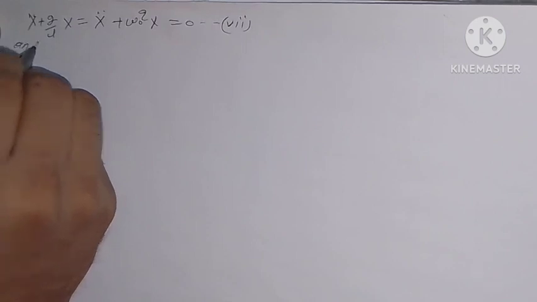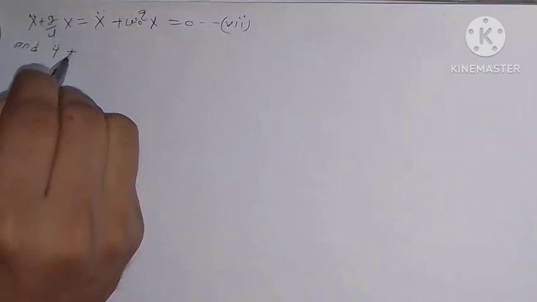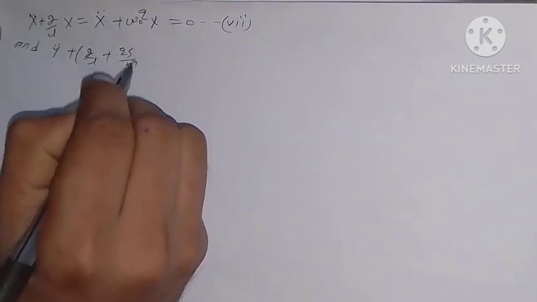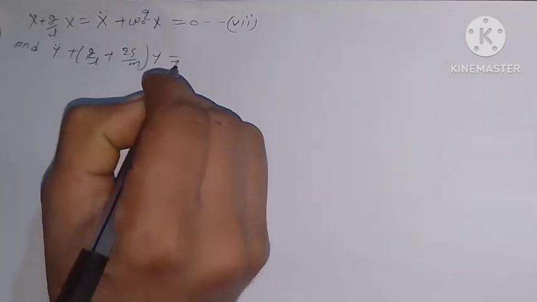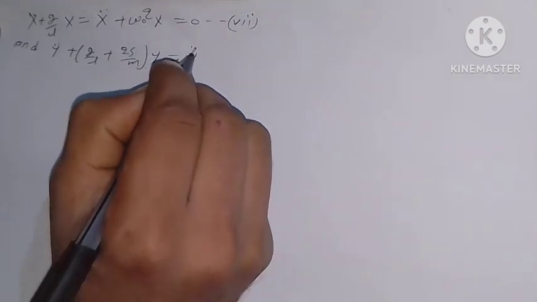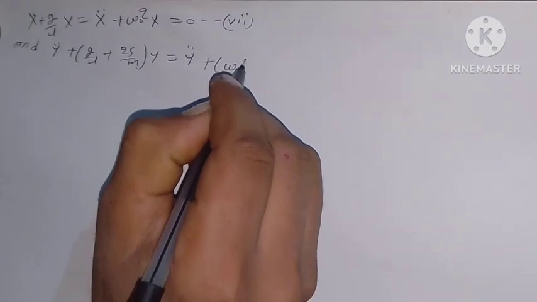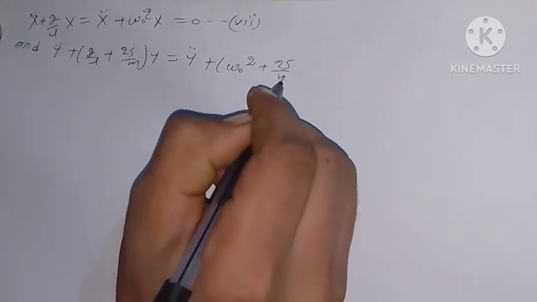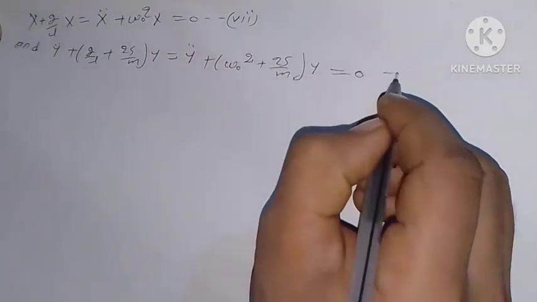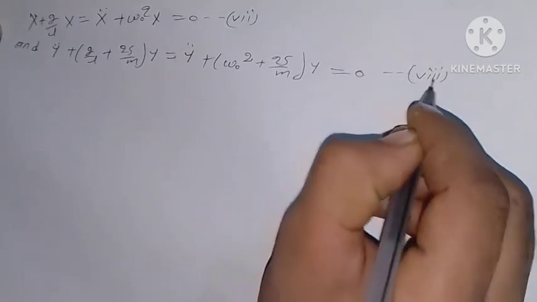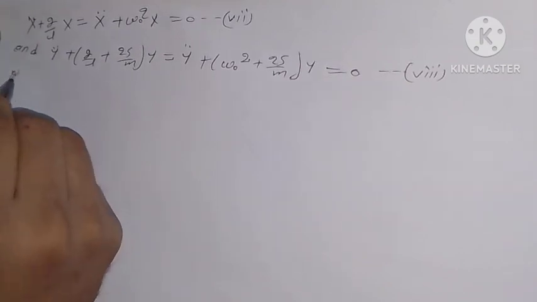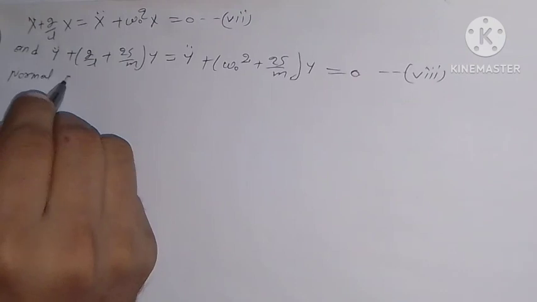And d²Y/dt² plus g by L plus 2s by m, multiplied by Y, equal to d²Y/dt² plus omega naught square plus 2s by m, multiplied by Y, equal to 0. This is equation number 8. Normal coordinates.